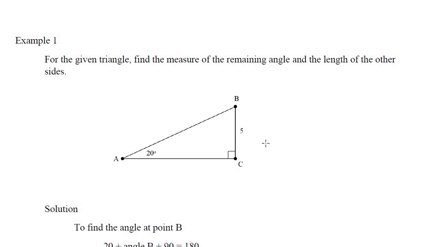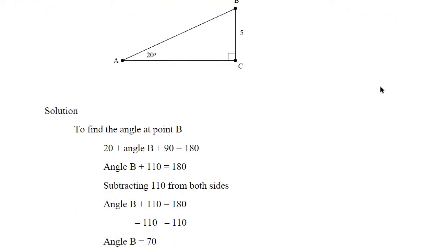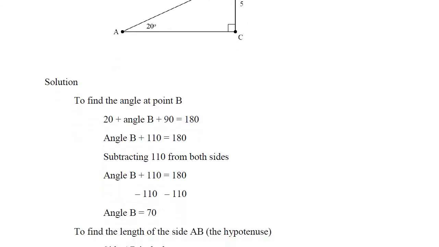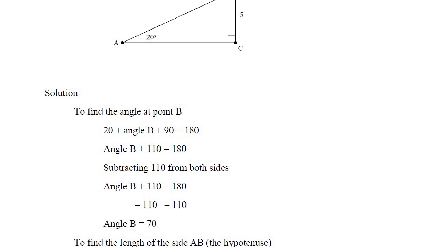So, looking at this, first thing I'm going to do is find this angle up here at B. To find the angle at B, if you remember, if you add up all the angles of a triangle, that should add up to give you a total of 180 degrees. So 20 plus angle B plus this 90-degree angle is going to give me a total of 180 degrees. 20 plus 90 is 110. Subtracting 110 from both sides, that's going to give me that angle B is 70 degrees. So we've now found what angle B is.